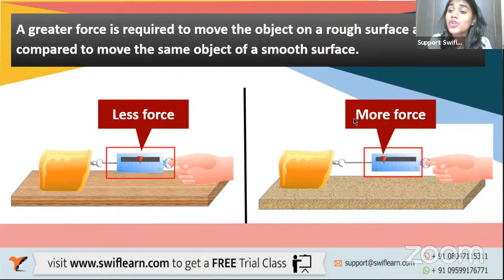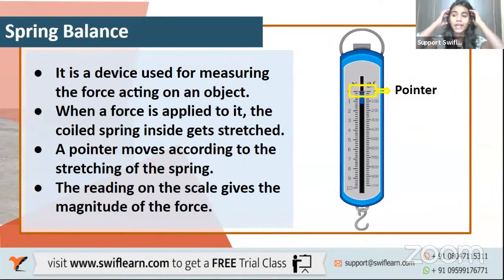When you cover it with a jute cloth, which makes it a rough surface, the frictional force is more as compared to the first case, right? I hope this is clear. Now, moving ahead to spring balance.